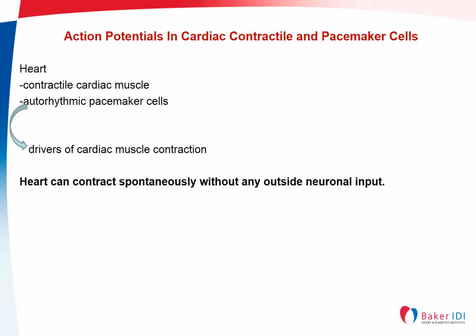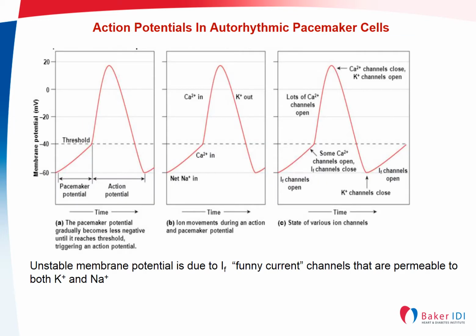myocardial cells are autorhythmic cells called pacemaker cells. These cells generate action potential spontaneously and are the drivers of cardiac muscle contraction. They account for a unique property of the heart, which is its ability to spontaneously contract without any outside neuronal signal. So I'm going to assume that you guys have a basic understanding of action potentials from the pre-reading as well as your other lectures.